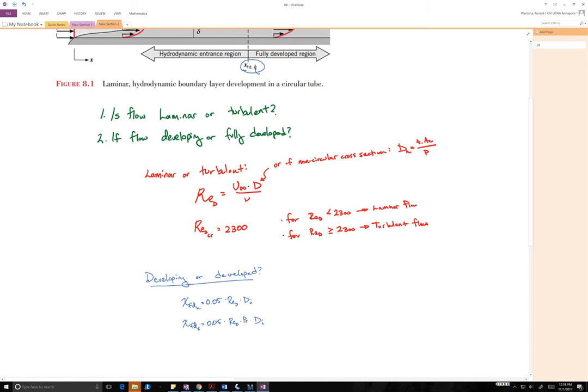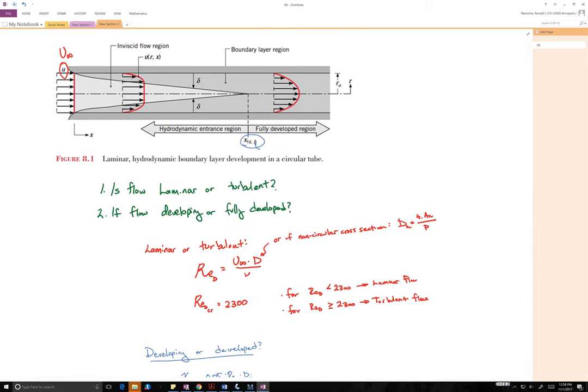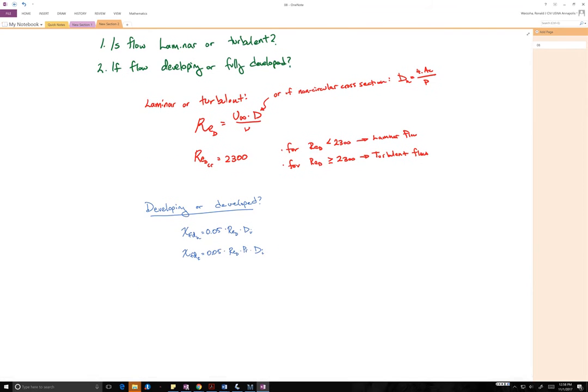And so if the total length, let's say that this is the total length of your pipe, if your length is greater than 10 times either your hydrodynamic or your thermal boundary layer location, then you can consider the flow to be fully developed. If your length is less than either of these, then you've got developing flow.